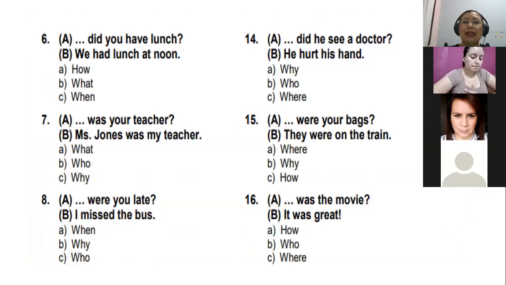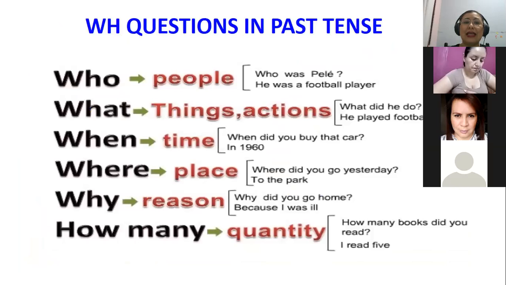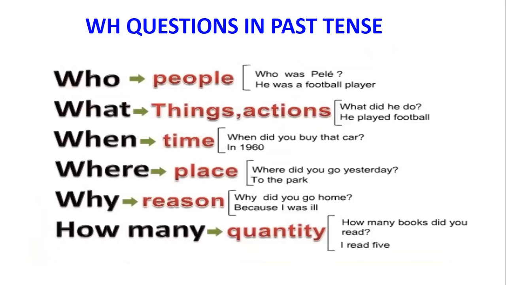Okay, by now, let me just close by saying that with the WH questions in past, we always use who when we are asking about people. For example, who was Pelé? So I have to give information about Pelé. And I say, he was a football player. When we use what, remember we are asking about things or actions. What did he do? Vea, what did he do?